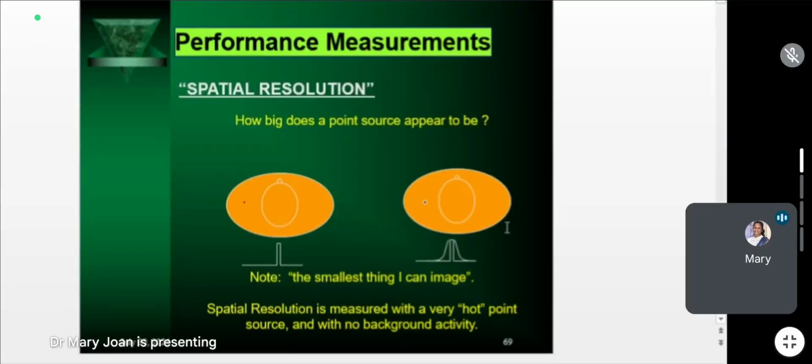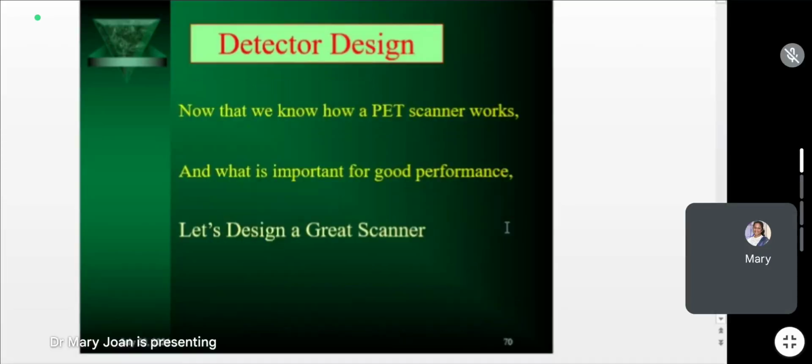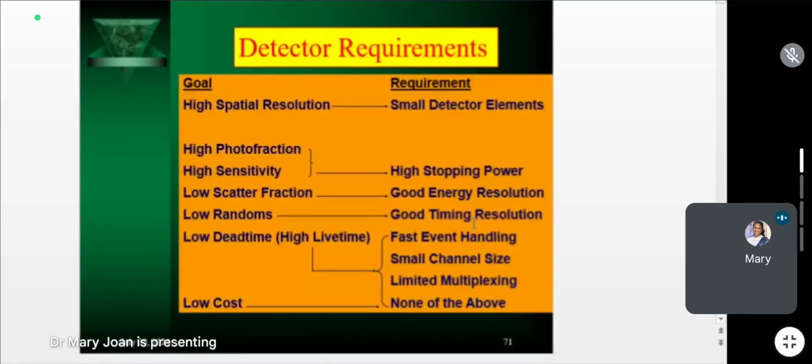How the quality assurance test is done varies from CT scan to MRI to PET, but the concept of spatial resolution is the same. And detector design: now that we know how a PET scanner works and what is important for good performance, let's see what a good scanner requires and what objectives or goals we want to achieve from the machine.